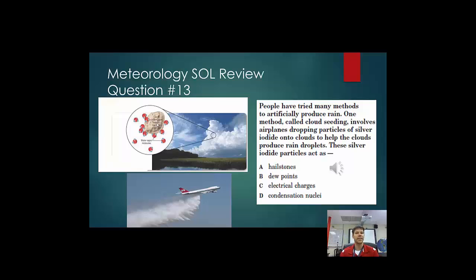So clouds basically only really need 2 things. They need warm, moist air ascending or rising. So if you have that warm, moist air rising and you have some particles of dust or dirt or debris for the water to bond to, you'll make clouds. And this bottom picture here is an airplane that is cloud seeding.